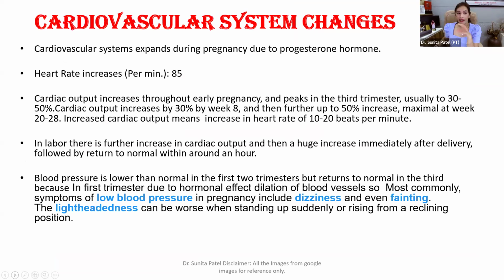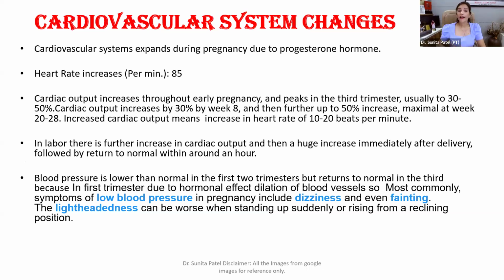Next system is the cardiovascular system. In the cardiovascular system, blood is everything. We need more blood supplied so the baby can have nutrition, isn't it? So the vascular system is going to expand during the pregnancy due to relaxin and the progesterone hormone. These two hormones are going to relax the cardiovascular system, and due to that, the heart rate of a female is going to increase. If you check a pregnant female, the heart rate will be 85 beats per minute, as compared to 72 to 75, so it will be more than that.